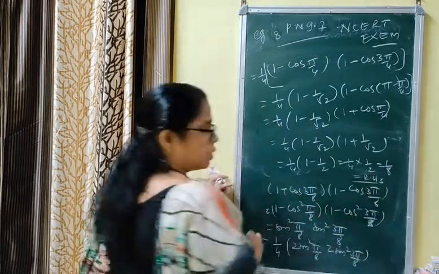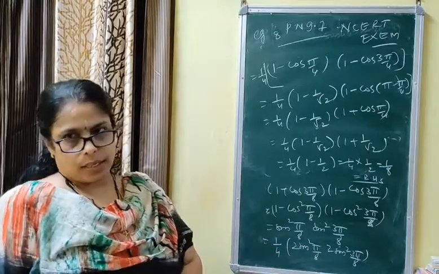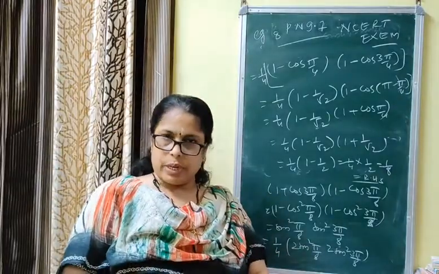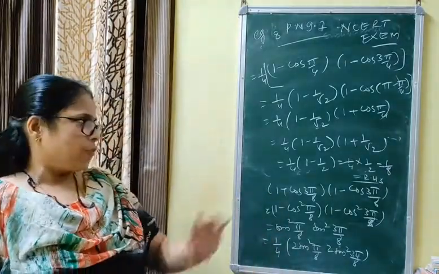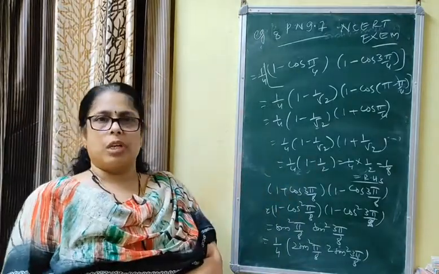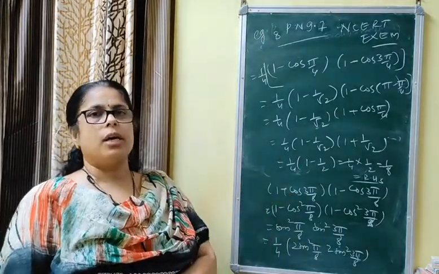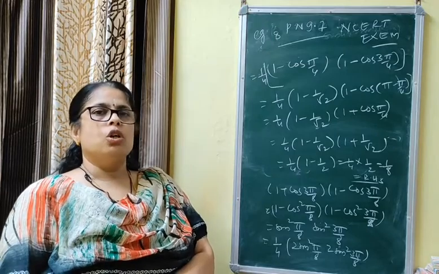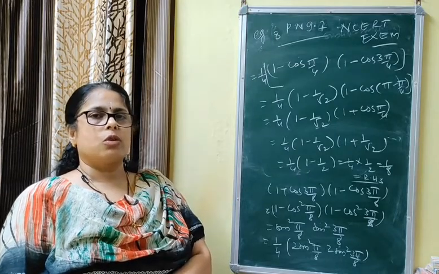In this type of question, first of all you have to adjust the angles: pi by 8 as well as 7 pi by 8, and 3 pi by 8 as 5 pi by 8. After that, apply the formula a square minus b square, change into sin square, then multiply and divide by 2 to use the formula 1 minus cos 2x equal to 2 sin square x.